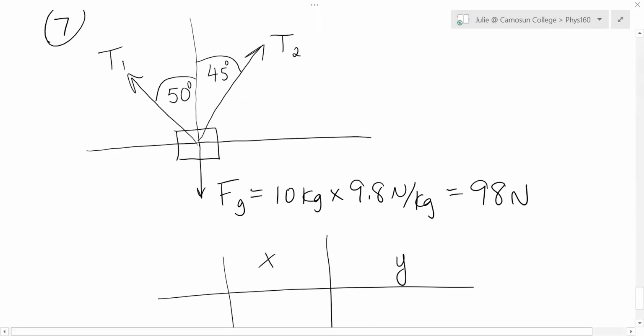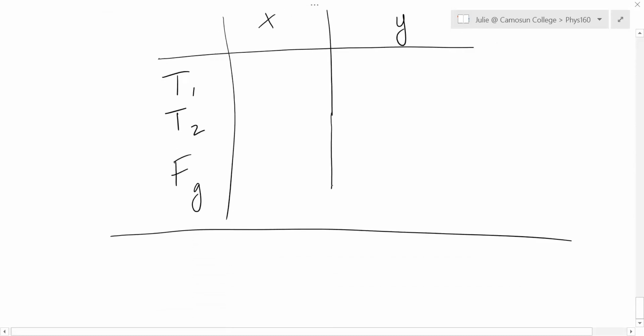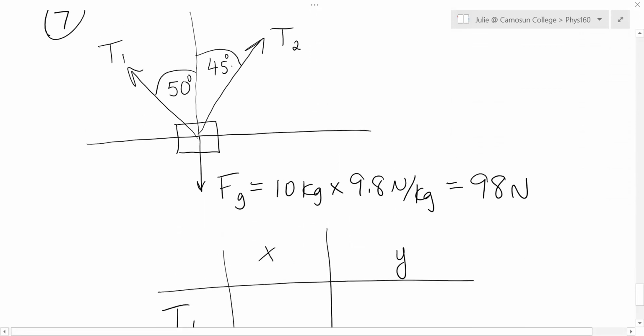Okay, so we've got T1, T2, and FG. And these have to add to 0. Okay, so T1 and the X. Now, once again, these angles are with respect to vertical. Now, you could always work out the angles with respect to horizontal. This must be 45 because 45 plus 45 is 90. And this must be 40.